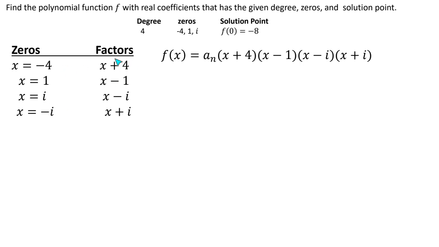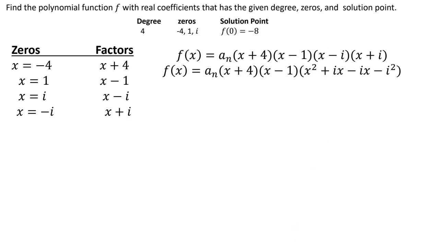We want to put the factors, so we get x plus 4, x minus 1, x minus i, x plus i. We don't know the coefficient, so I'm just going to write it as a_n, and then I list my factors. So you can multiply these out in any order that you prefer. I prefer to do the imaginary numbers first. So I'm going to multiply x times x, squared. x times i is ix. Negative i times x is negative ix. And negative i times i is negative i squared.